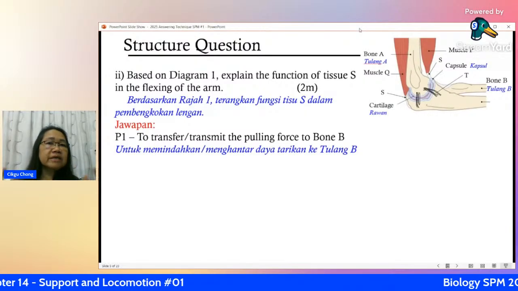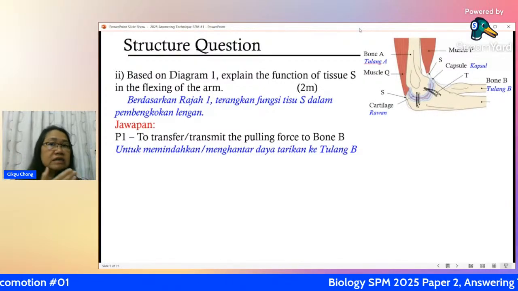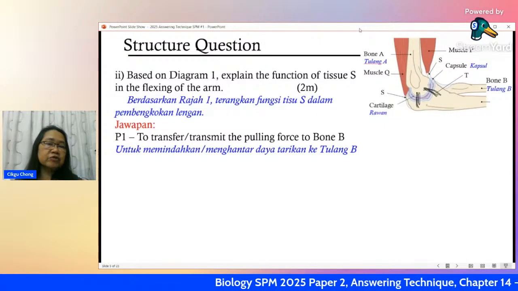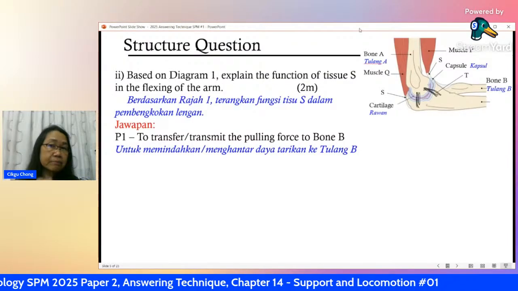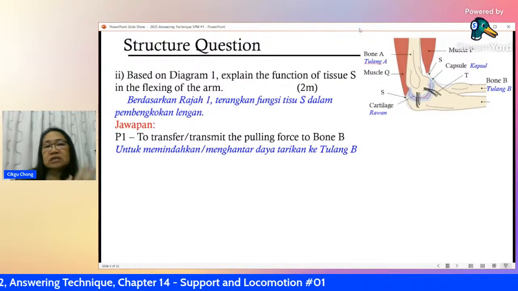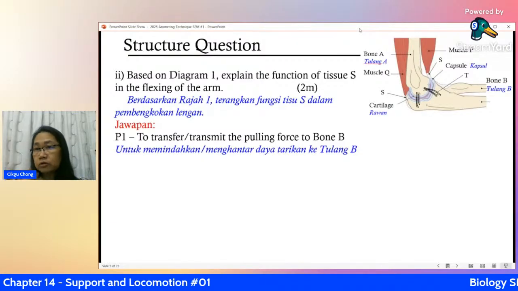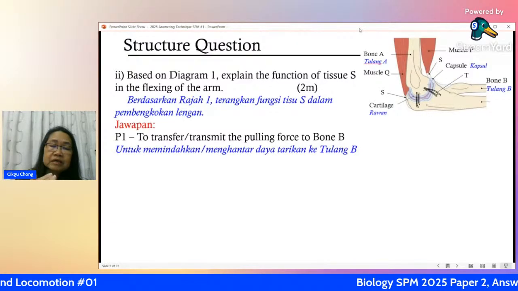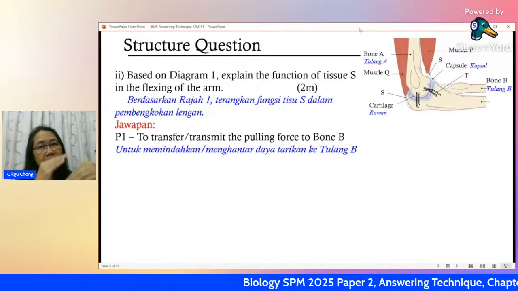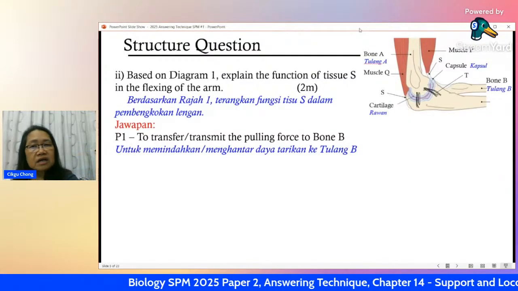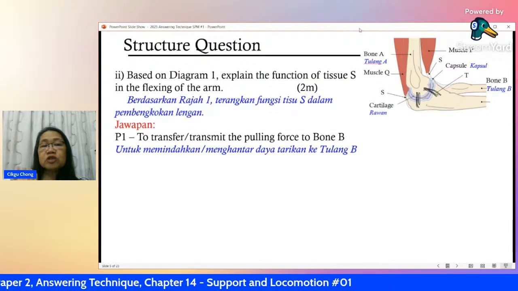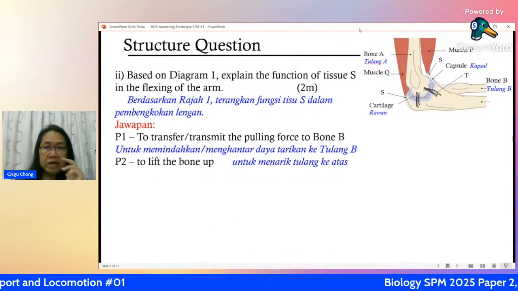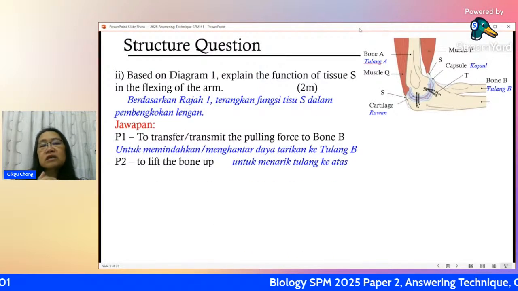When it relaxes, it means it lets go. It goes back to the original length, and it lets go of the force. There's no other force that pulls the organ. So when it pulls the organ, which is actually the bone here, bone B, it pulls up. So transfer is to allow the force to be able to pull up the bone. The correct word to say is to transfer or to transmit the pulling force to bone B so that bone B will be able to move upwards, to lift the bone up.